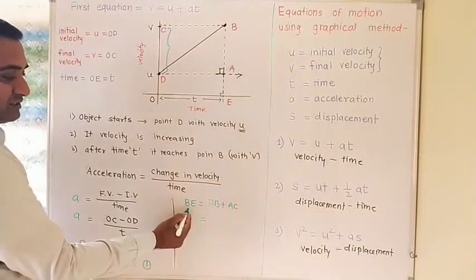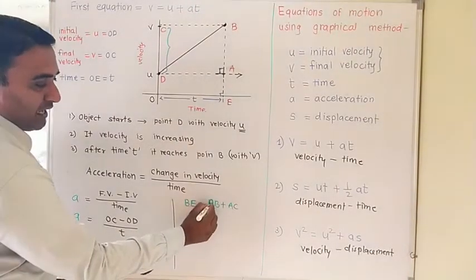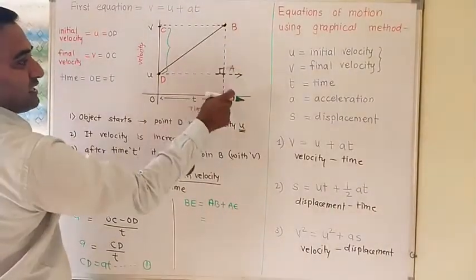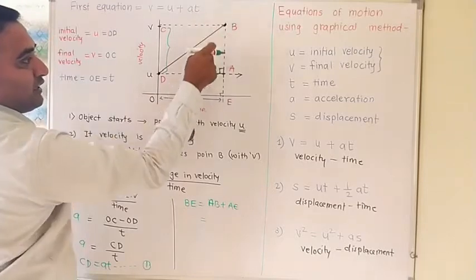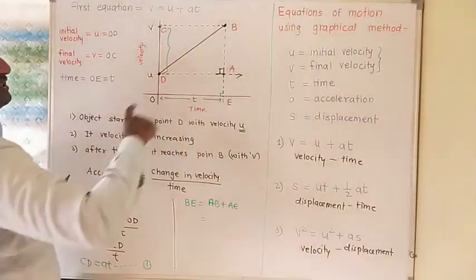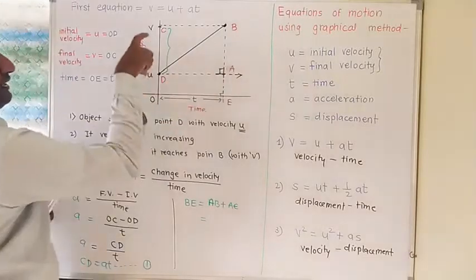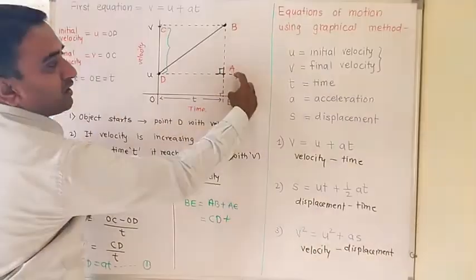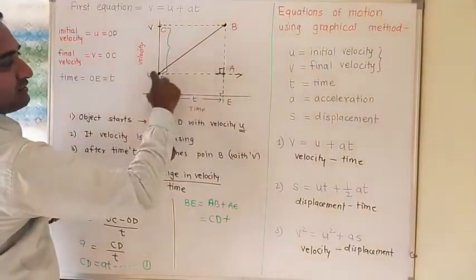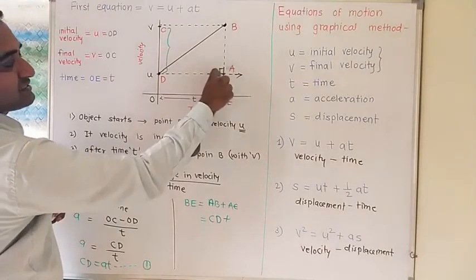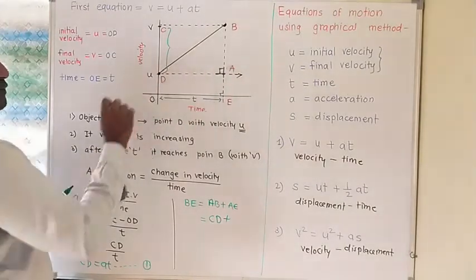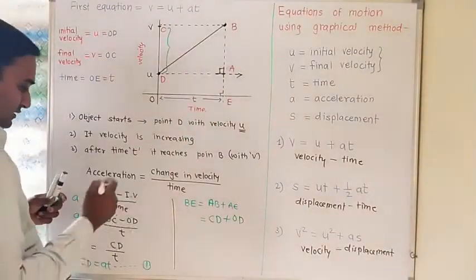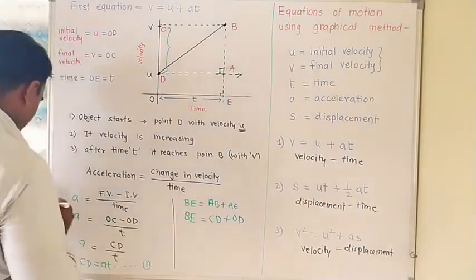So how can we calculate this? BE is equal to AB plus AE. But see here, what distance do we have of AB? That distance is of CD. So can we consider this one CD? And here the distance of AE, which is a parallel line, and the distance in between parallels is always the same. So AE is equal to OD. So what is B? B means final velocity. So this equation we are getting.